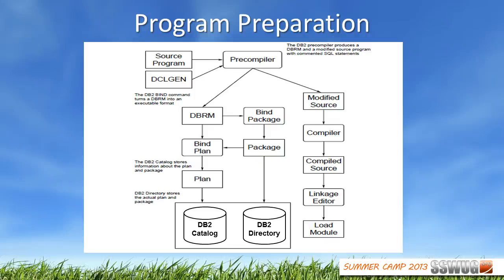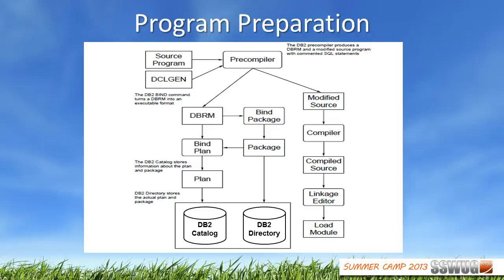Now this slide takes a look at the program prep process. This is the compilation and the pre-compilation of the program, as well as the compilation, if you will, of the SQL. You can see the source program comes into the pre-compiler, and you get two outputs: the DBRM, which is the SQL, and the modified source, which is your high-level code, your COBOL, your Java, what have you.